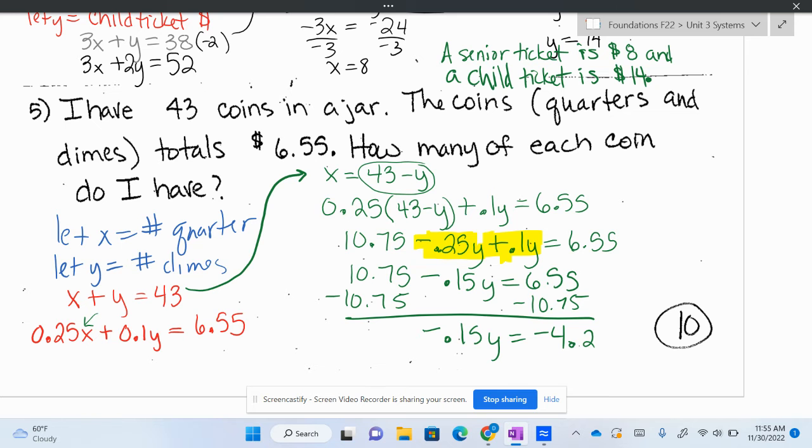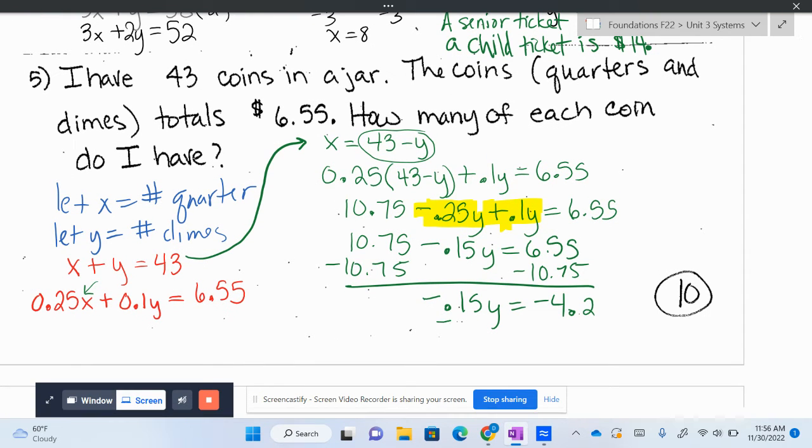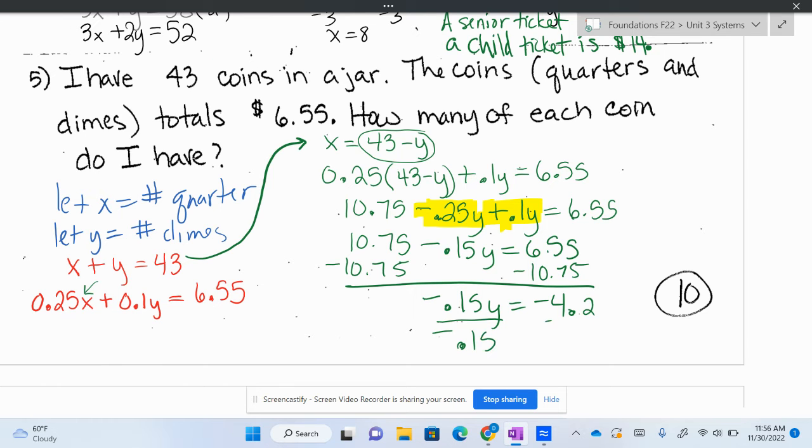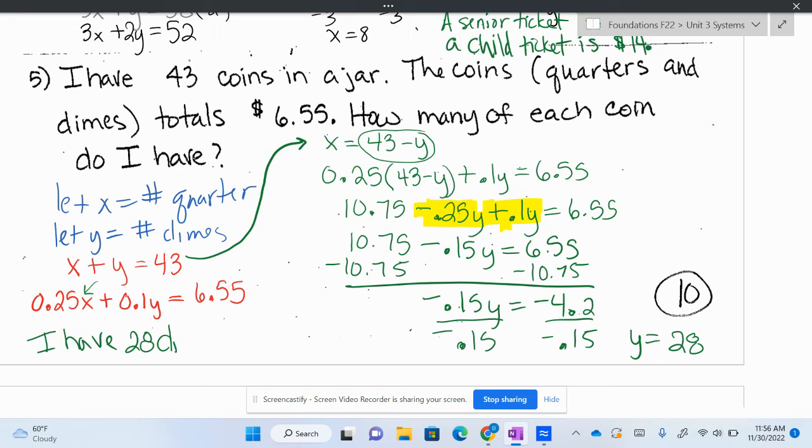What is the last step, Gavin? Divide both sides by negative 0.15. And what do you find out, bud? What is it? You already have the negative 0.42 in your calculator. Just hit divide. Just do divide, negative 0.15. 28. That means that I have how many dimes? I have 28 dimes.